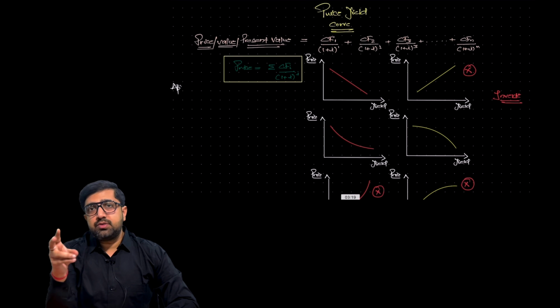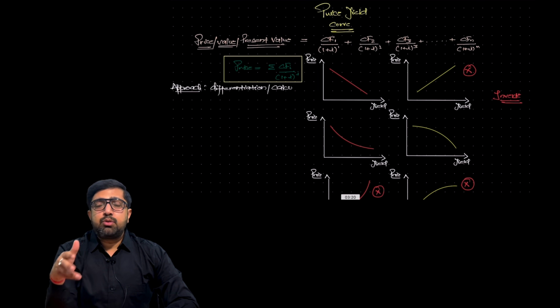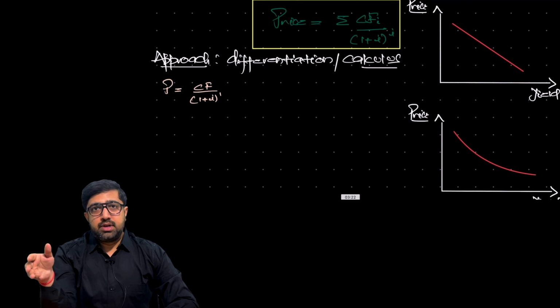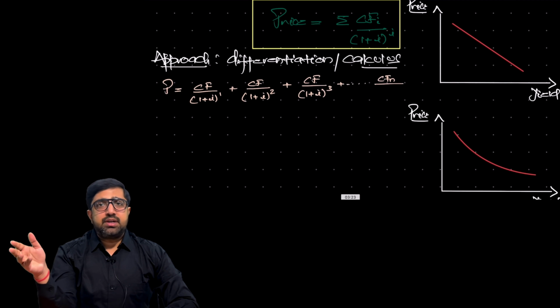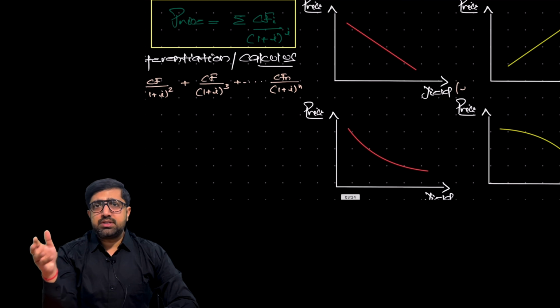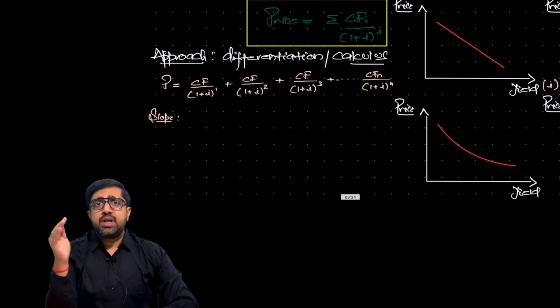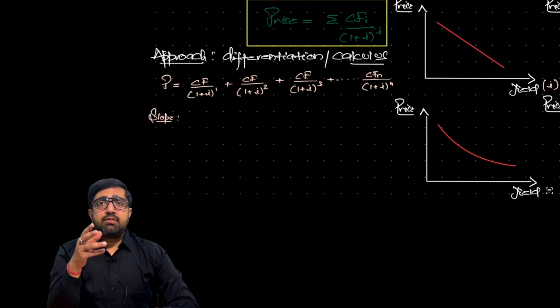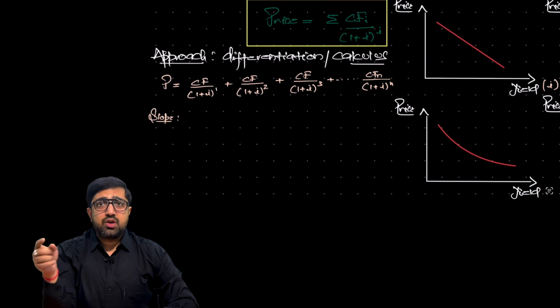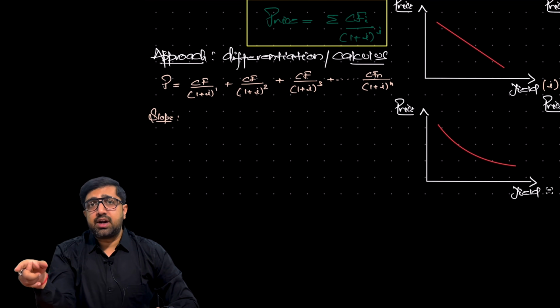There are two approaches to find the correct graph. One is the approach of differentiation, or calculus. So you can start with a very basic equation which says that the price is equal to cash inflow 1 upon 1 plus interest rate, cash inflow 2 upon 1 plus interest rate raised to the power 2, and so forth. That's what we did earlier. So you can do a basic differentiation here to find the slope. Any mathematician would understand why we are trying to differentiate, because the differentiation will tell the slope of the graph.